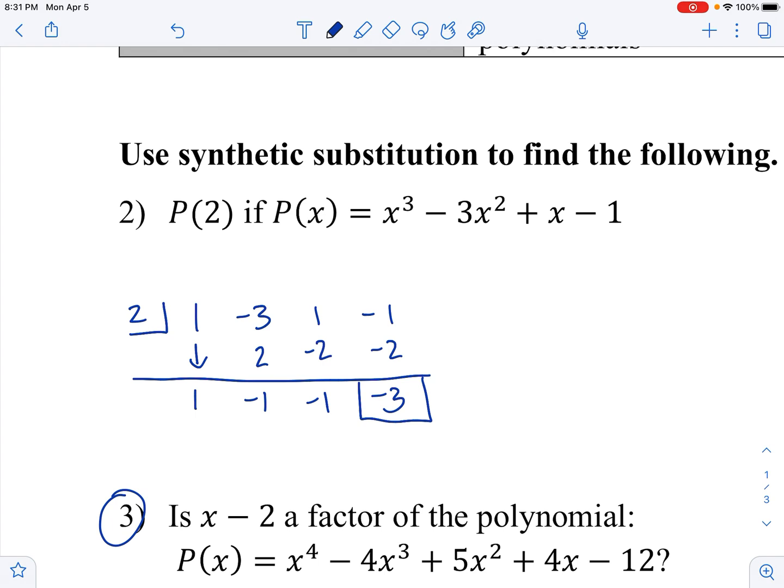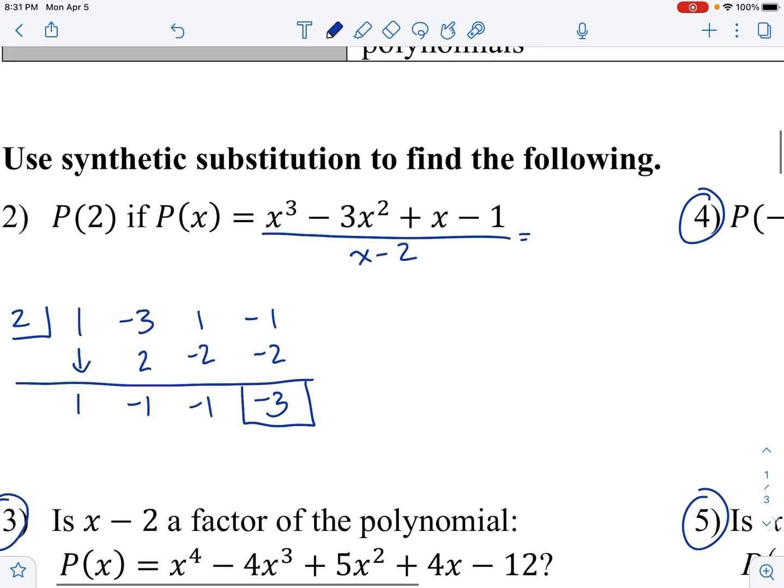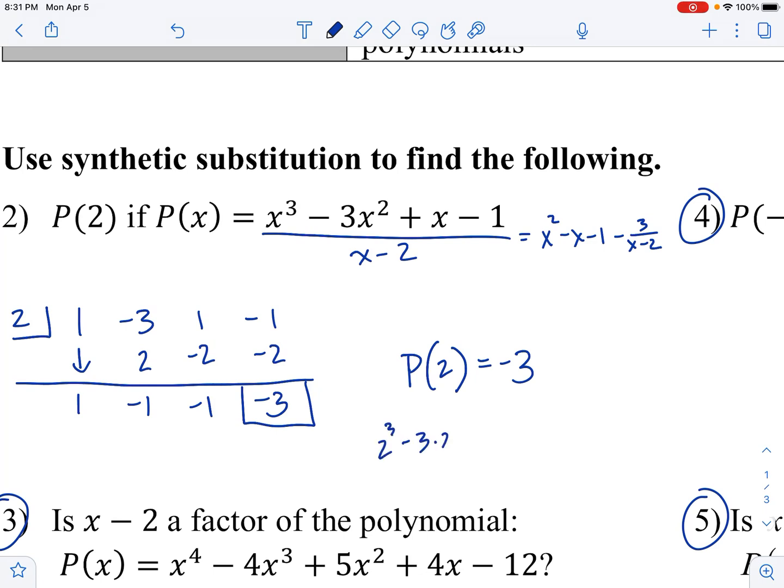So I know 2 things. I know this division problem, I shouldn't have erased it there, is equal to, well, let's see, I know the whole thing. It would be x squared minus x minus 1 minus 3 over x minus 2. But what this work also tells me is that when I plug in 2, I get -3. You could, of course, check this because I could easily do 2 cubed minus 3 times 2 squared plus 2 minus 1. When I do all that out, I do, in fact, get -3.